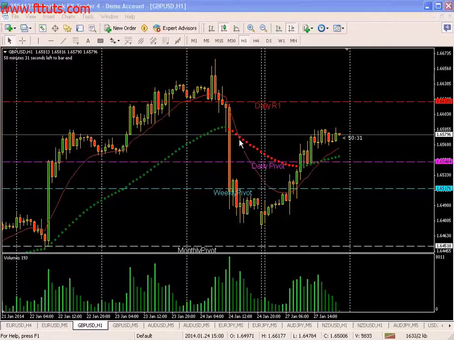I just happen to have a colored indicator here for the 50, which is my main one really, and it is colored based on price either being above or below it.